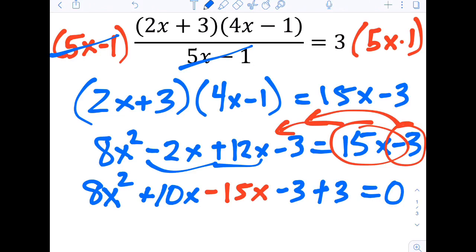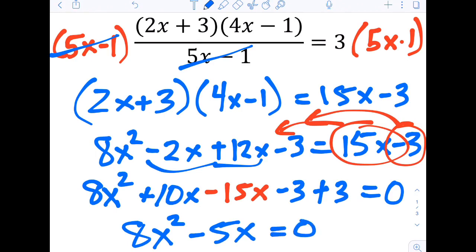All that's equal to 0. We can simplify from what we have. I have 8x squared minus 5x is equal to 0. So we're almost there. I need to solve what we have over here. I have a quadratic on the left side.